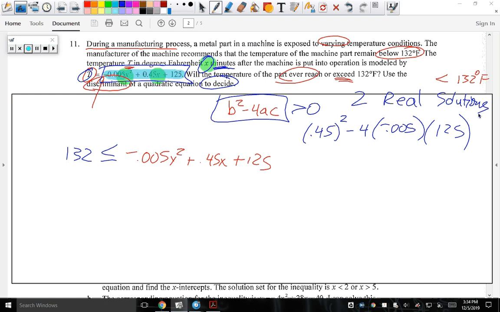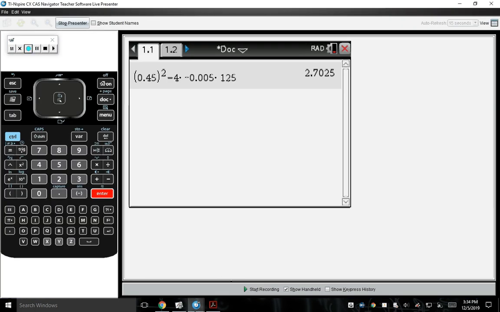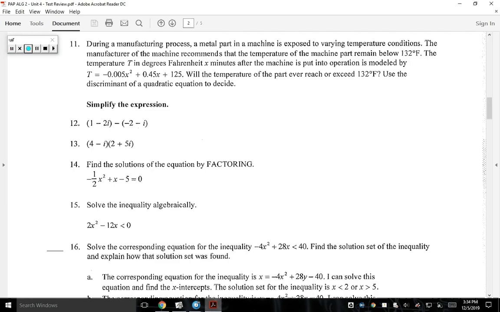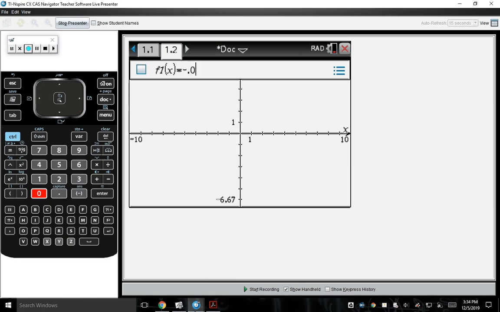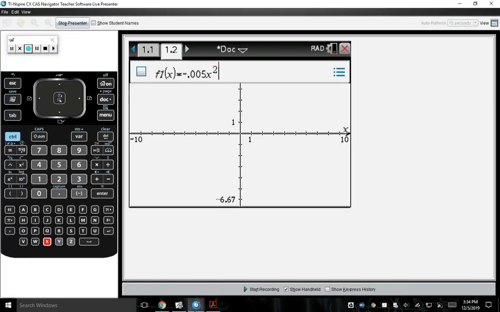And you can do this one of two ways. You can graph this into your graphing calculator and solve for the zeros. So if I put this into the graphing calculator, I'd go to F1. And again, I'm putting in that equation of negative 0.005 x squared plus 0.45x plus 125.